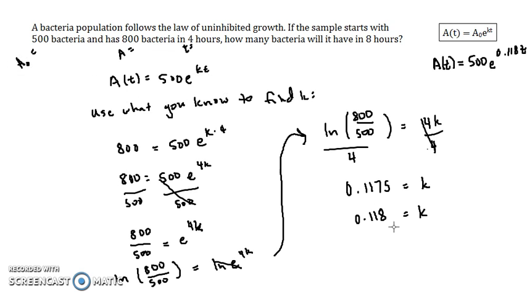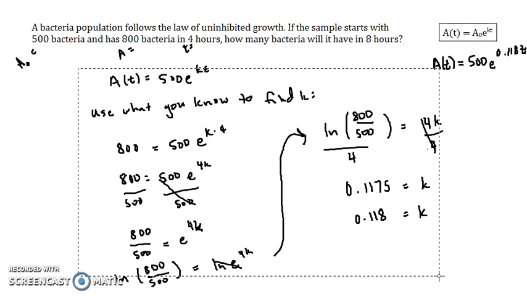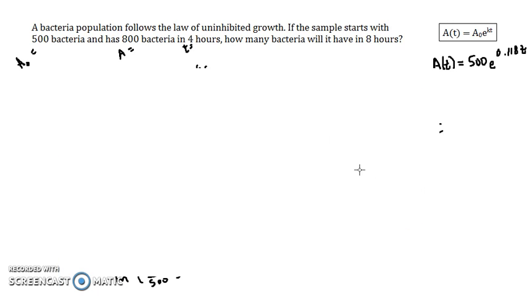Okay, so this was all just to get the setup for the equation. Okay, so let's go back. Let's get rid of all this stuff. Okay, so now where are we? We've got our equation. I'm going to rewrite it over here so we're back in the middle of the screen. So we've got 500 e to the 0.118t.